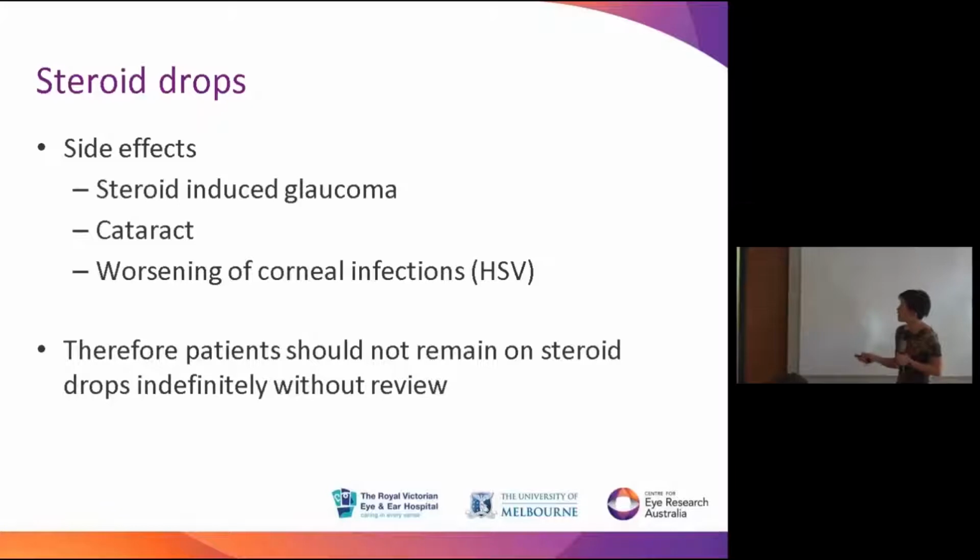Okay, we know there's side effects, but usually these don't occur until we keep them on steroid drops far too long. Okay, particularly in B27 associated uveitis. Okay, always consider that you've got the diagnosis wrong. Always make sure that they haven't got a history of herpetic disease. Okay, and that is the reason why we tend not to try and keep these patients on high doses of topical steroids for too long.